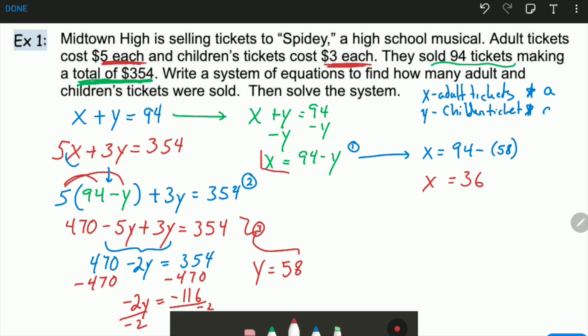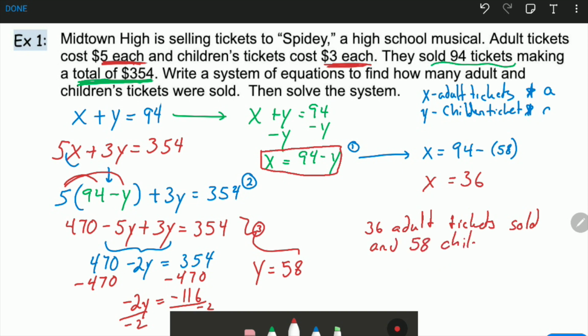So in summary, I forgot to put this in a box to keep things consistent. But if we summarize this, there were 36 adult tickets sold, and 58 children tickets. Just remembering that X stood for adult tickets and Y children tickets.